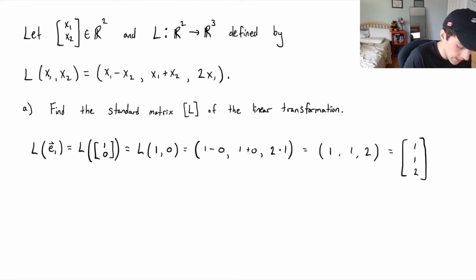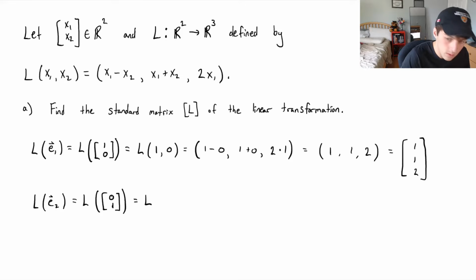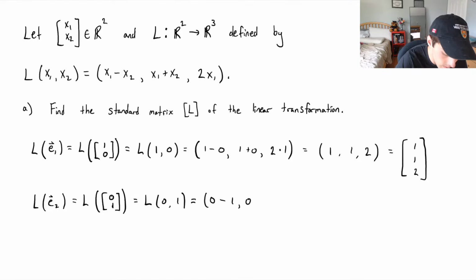Okay, let's do the exact same thing now with the second standard basis vector, and this is 0, 1. This is going to be 0 minus 1, this is going to be 0 plus 1, and it's going to be 2 times 0. So lastly, we are going to get negative 1, 1, and 0, or negative 1, 1, 0, written this way.